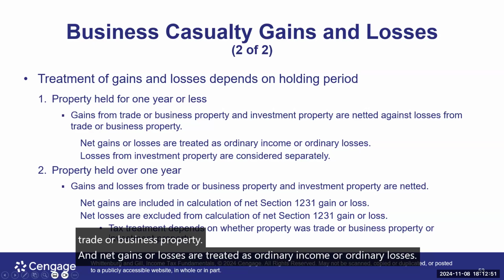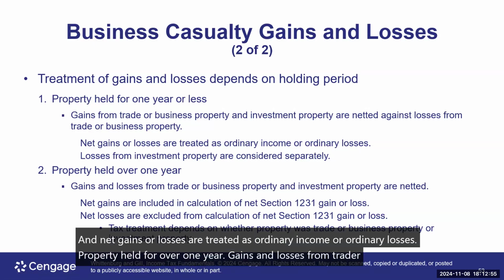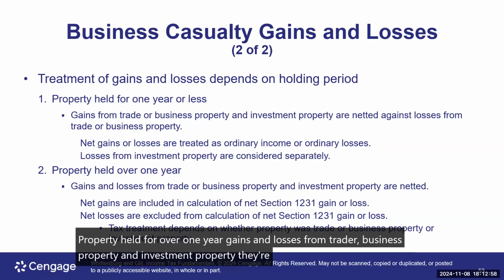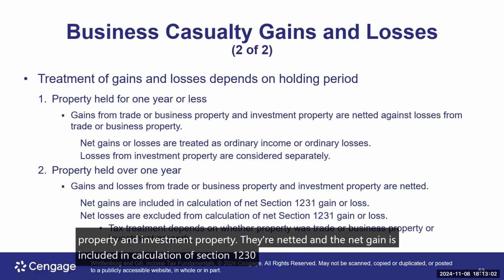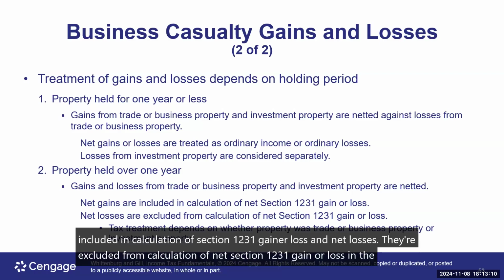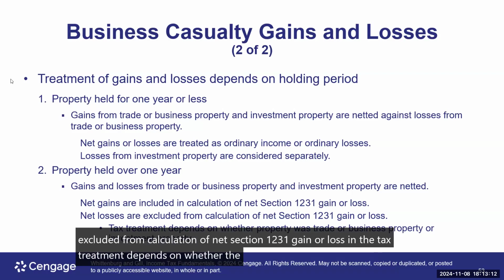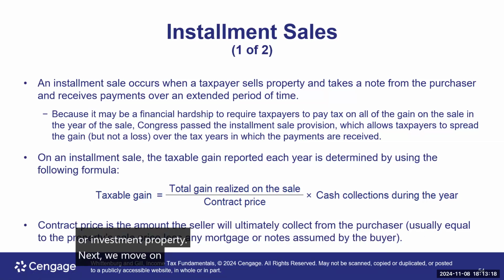For property held for over 1 year, gains and losses from trade or business property and investment property are netted, and the net gain is included in the calculation of Section 1231 gain or loss, and net losses are excluded from the calculation of net Section 1231 gain or loss, and the tax treatment depends on whether the property was trade or business property or investment property. Next, we move on to installment sales.